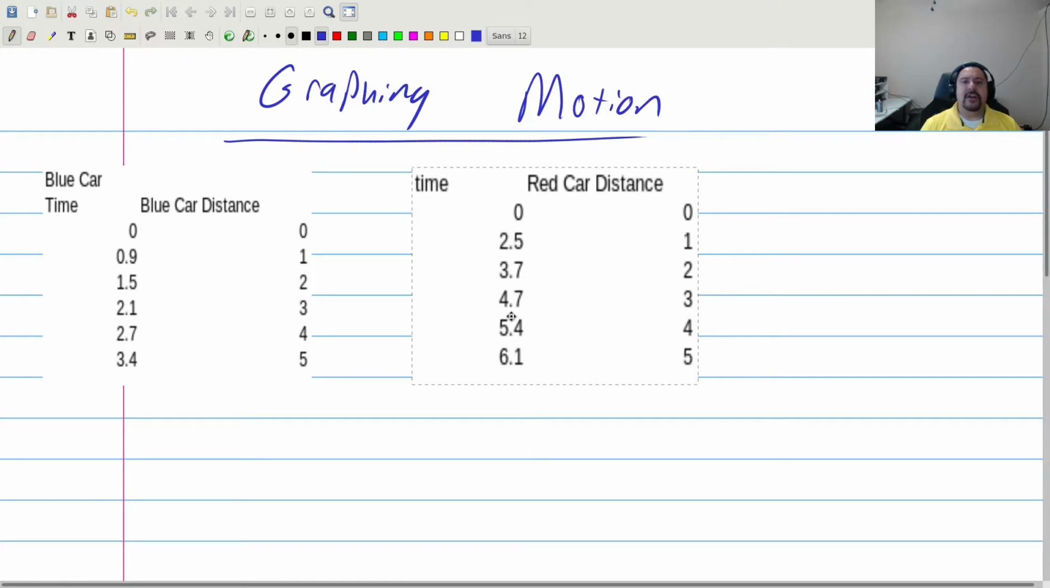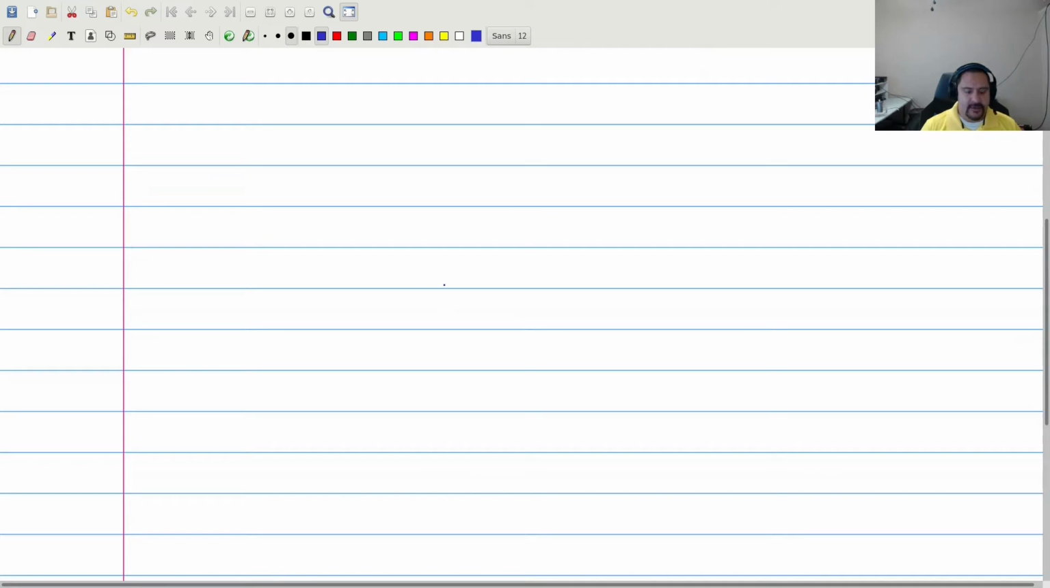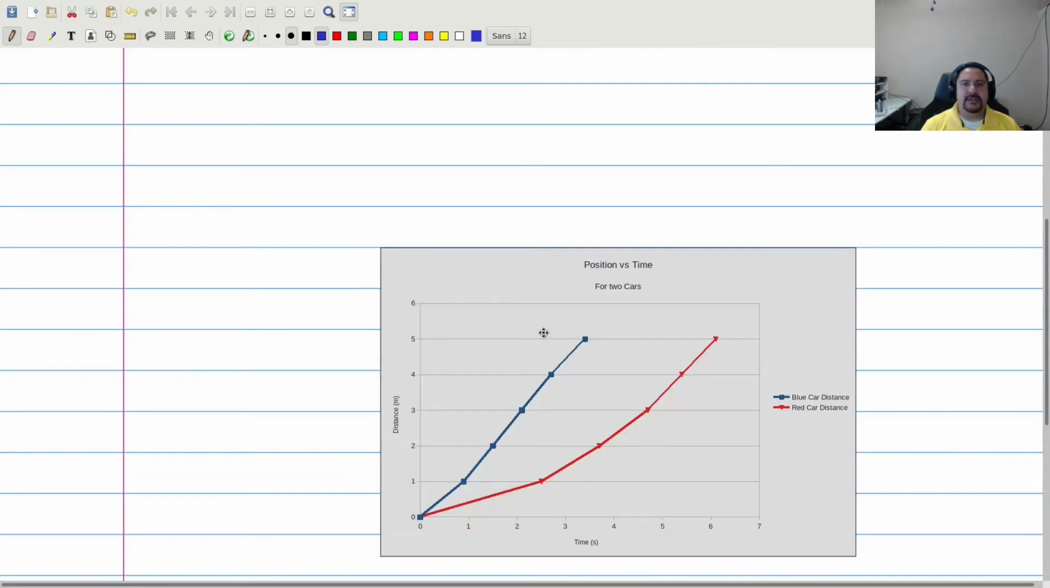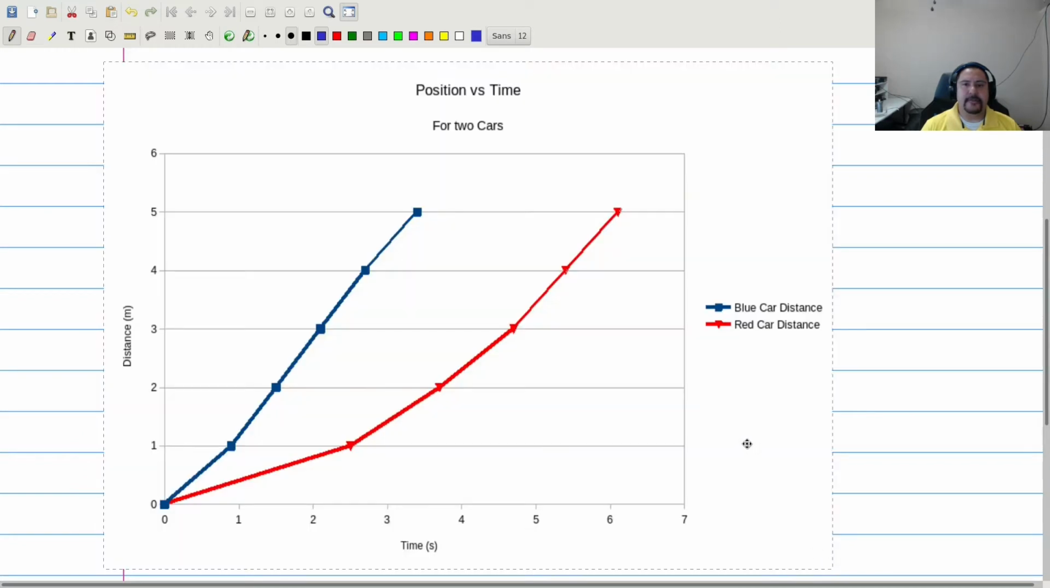And I made that graph for both of them. All I did was plot them on the same graph here. And the graph ends up looking sort of like this. Let's make that a little bit bigger. All right, so here is our graph. And this graph indicates a couple things. First of all, I'd like to point out a few things.